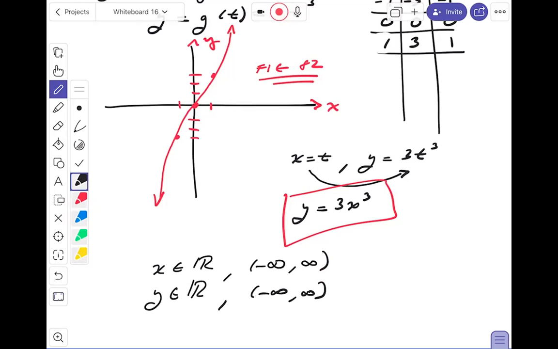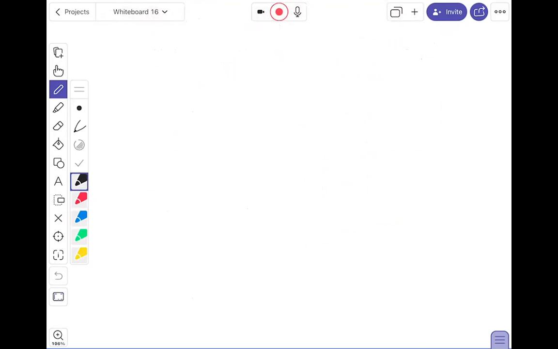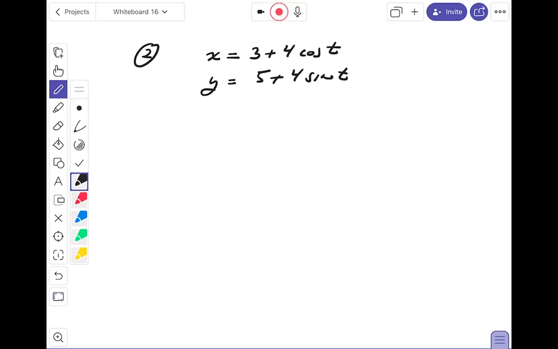All right, let's go to number 2. Kind of reading it. And what's number 2? And again, it's a parametric. And what do you got? X equals 3 plus 4 cosine of t, and then you get y equals 5 plus 4 sine of t. This should remind you of something we've done in class. They want you to graph it.